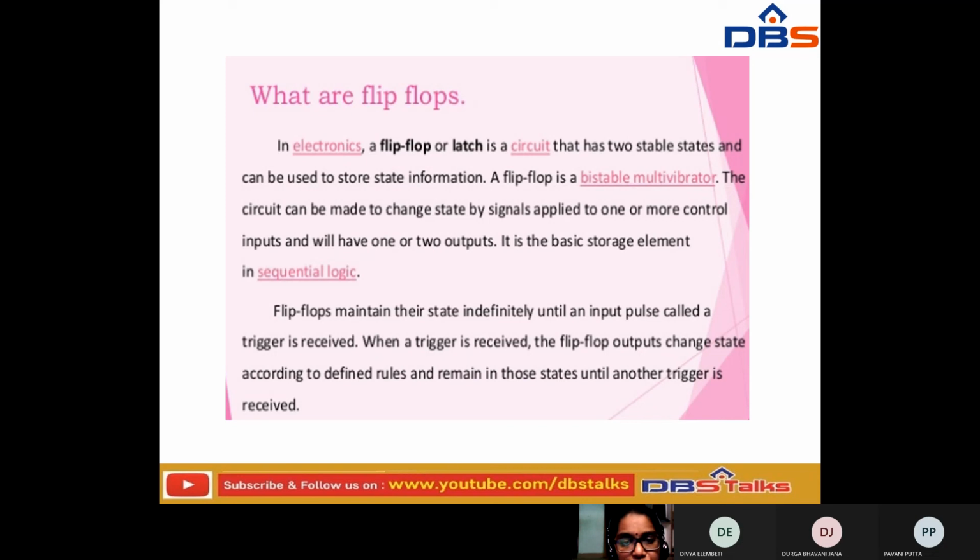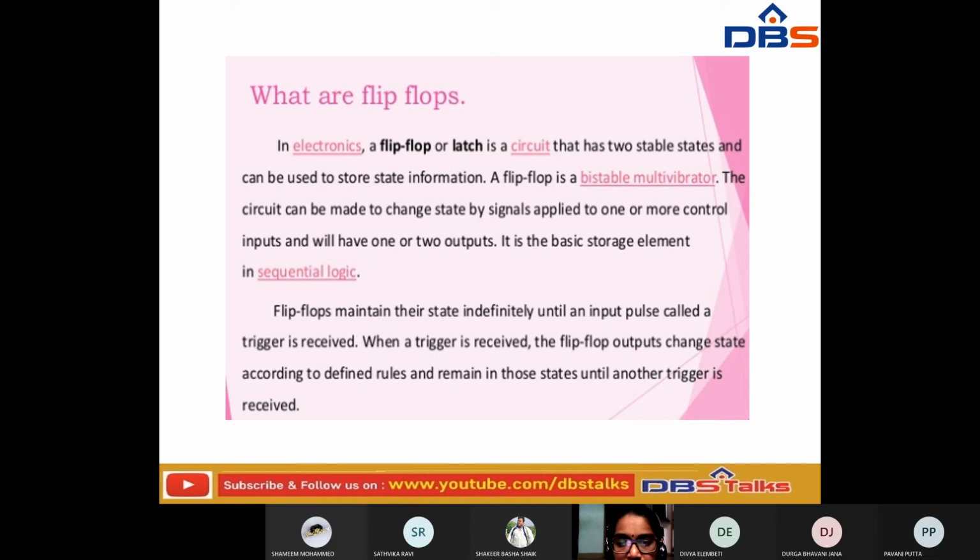So a flip-flop maintains the state indefinitely until an input pulse called a trigger is received. When a trigger is received, the flip-flop output changes state according to the defined rules and remains in that state until the next trigger is received. So until receiving the trigger, we keep the state. By changing it sequentially, we can receive the signals more than one time. So these are the introduction topics to flip-flops.